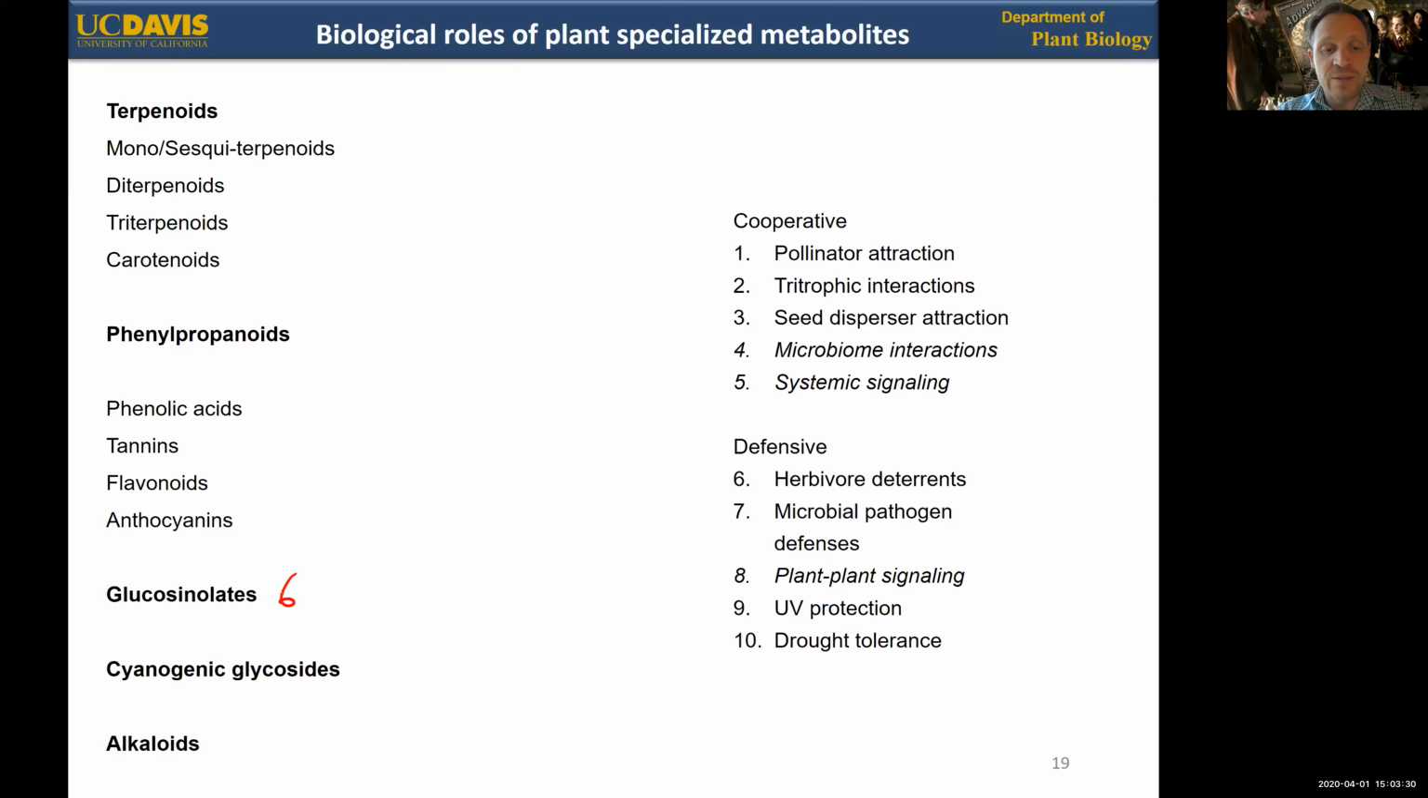Then similarly, cyanogenic glycosides, these are your cyanogenic bombs. They are also involved in herbivore deterrence in these species.